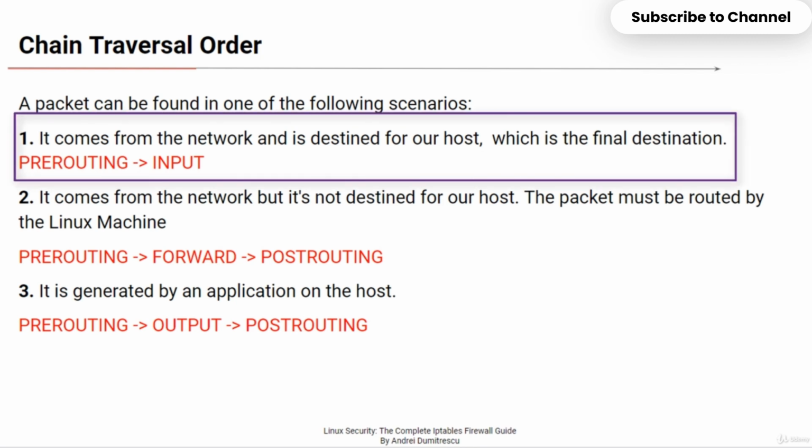It comes from the network and is destined for our host, which is the final destination of the packet. In this case, the packet traverses the pre-routing and then the input chains.